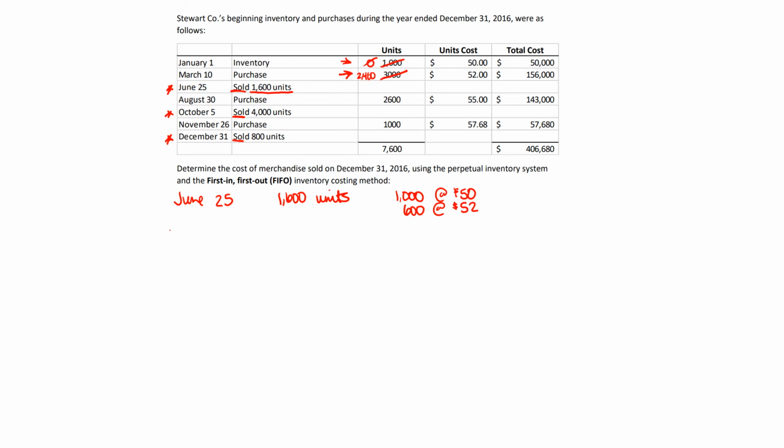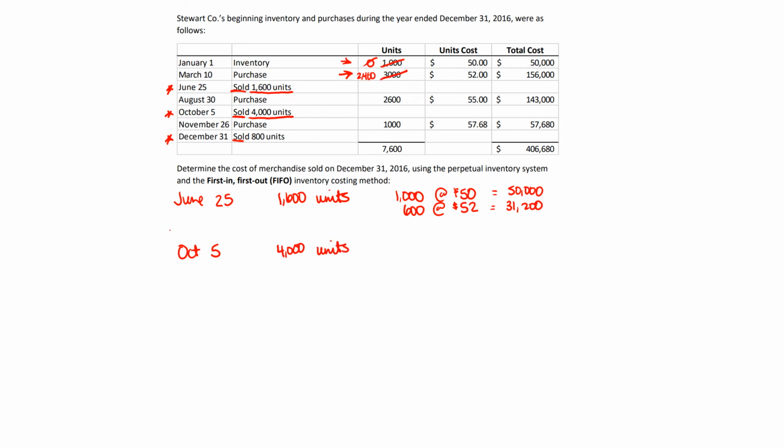So now calculating out our cost of goods sold here, 1,000 at $50 each is $50,000. 600 at $52 is $31,200. So that is for the sale on June 25th. The next sale is on October 5th. On October 5th, 4,000 units are sold.